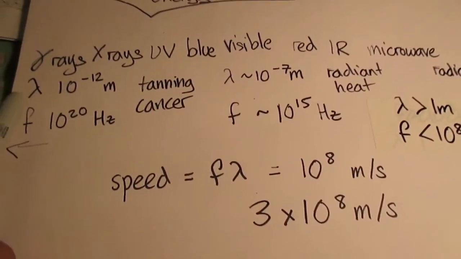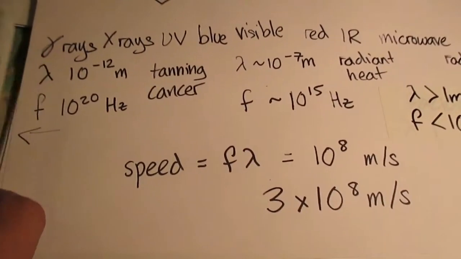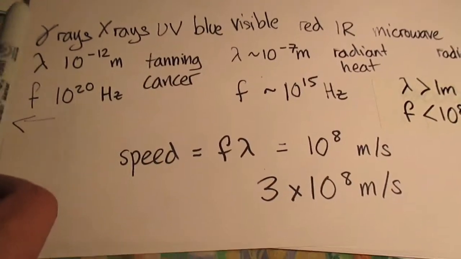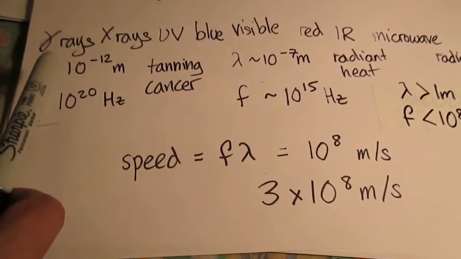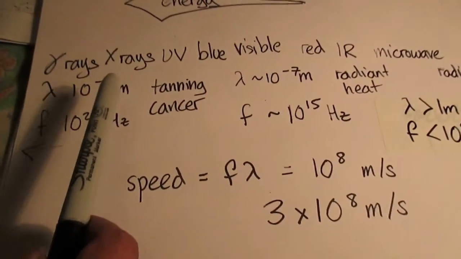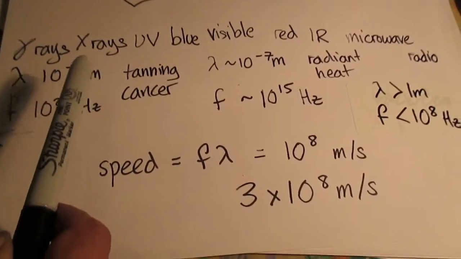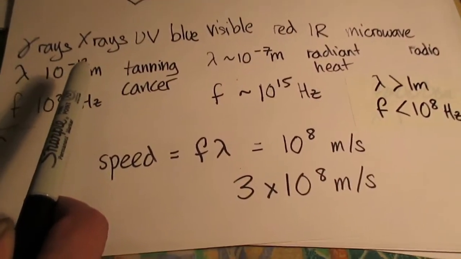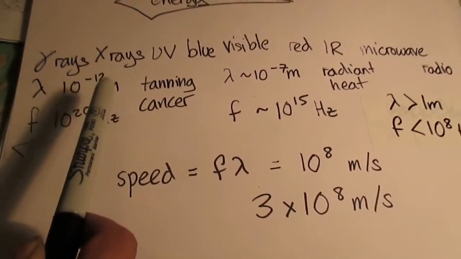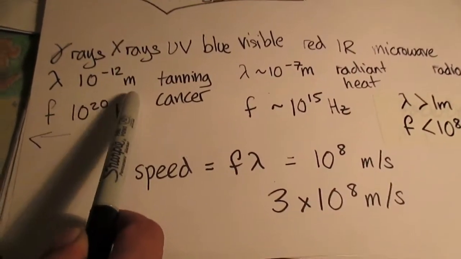Gamma rays are really high energy, so we can use those to kill cells. So we can use those in medical treatments, medical therapy for things like cancer. X-rays will penetrate through most matter unless it's got a really high atomic number. So we can use X-rays to see through the body.